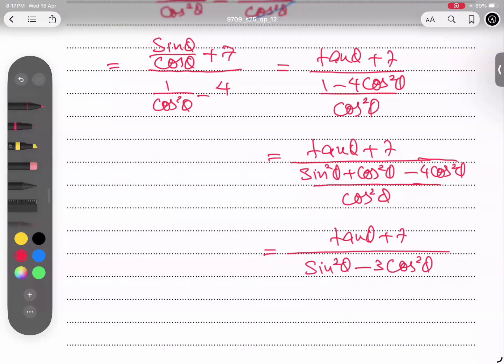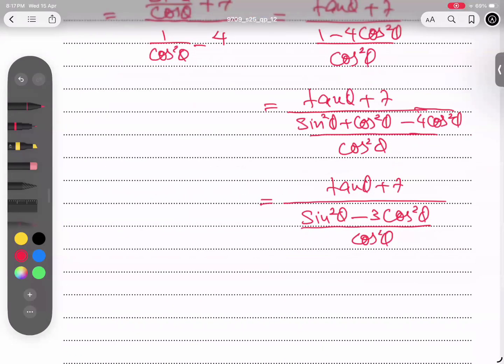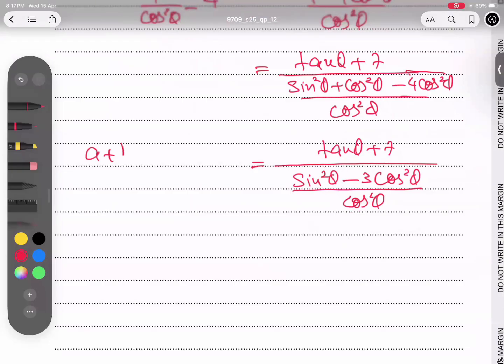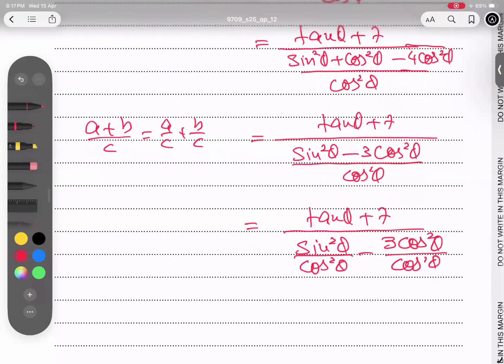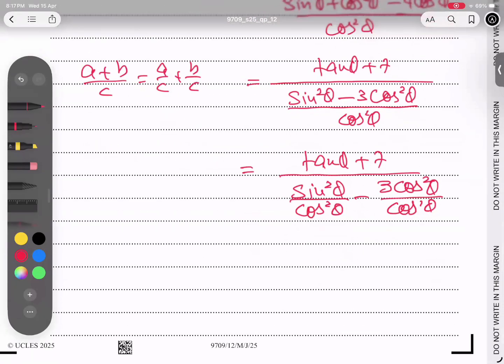And the game is about to finish. How can we finish the question? We will divide both. Like the algebraic rule, a plus b by c is equal to a by c plus b by c. Same story here. So I'm writing here tan theta plus 7, and now I can write sine square by cos square separately, and minus 3 cos square over cos square. And they will cancel out, and we have done it. So the target is achieved. This is also tan square, so tan square theta minus 3.